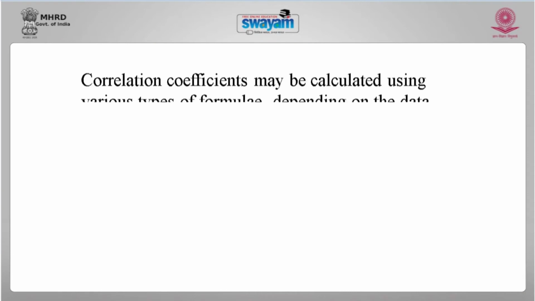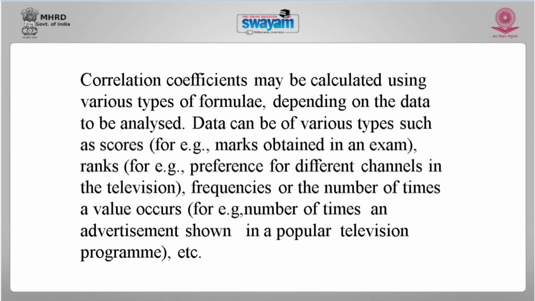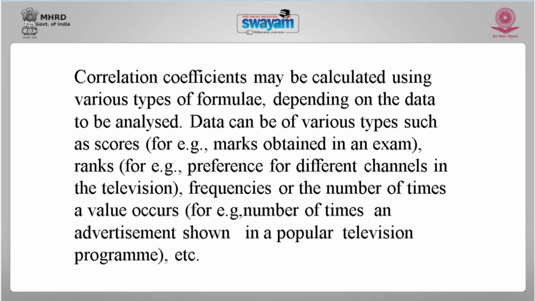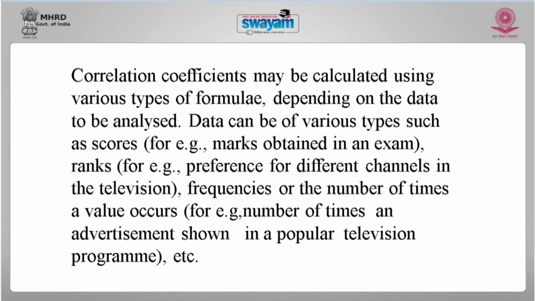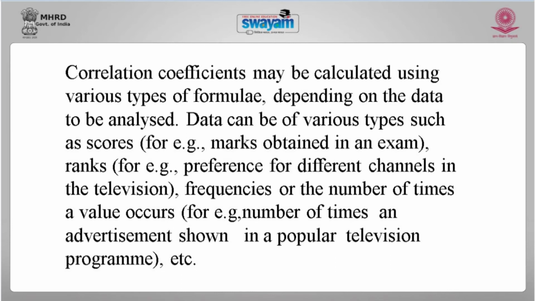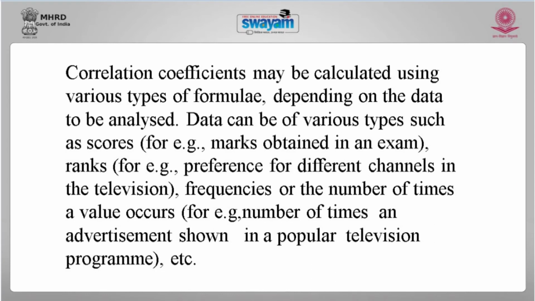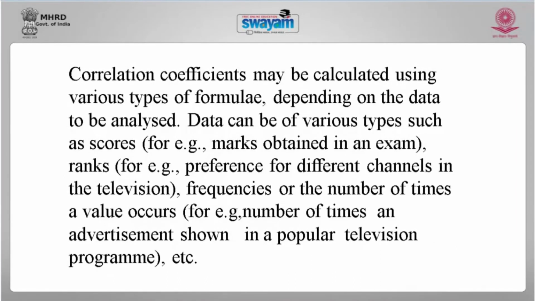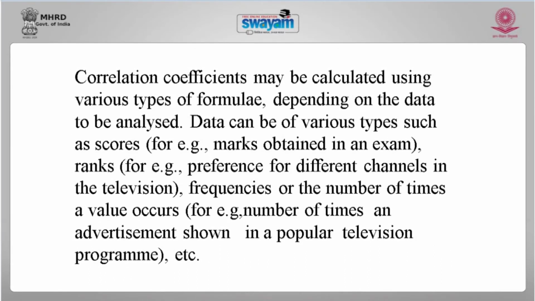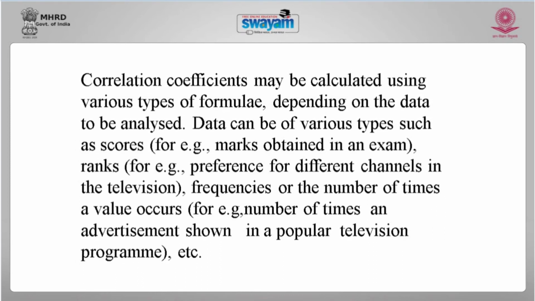Correlation coefficients may be calculated using various types of formulae depending on the data to be analyzed. Data can be of various types, such as scores, for example, marks obtained in an exam; ranks, for example, preference for different channels on television; frequencies, which are the number of times a value occurs, for example, the number of times an advertisement is shown in a popular television program, etc.